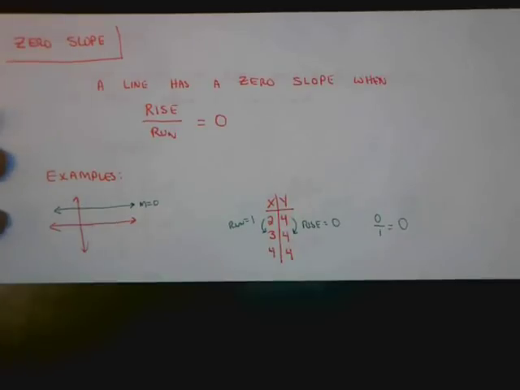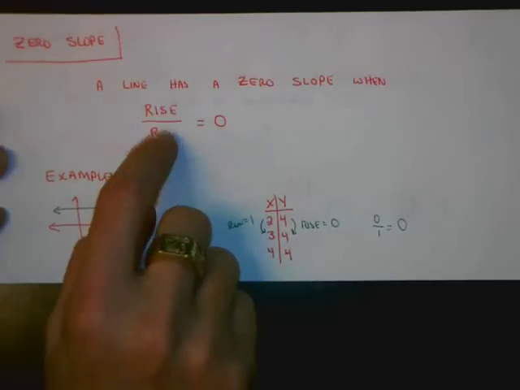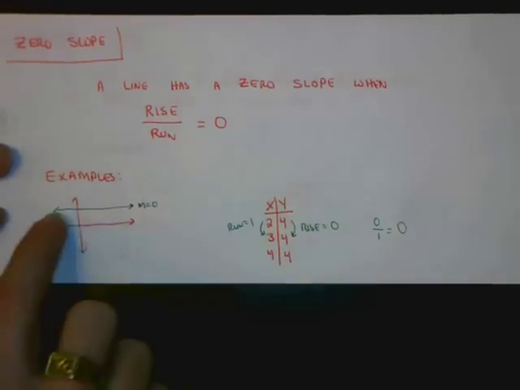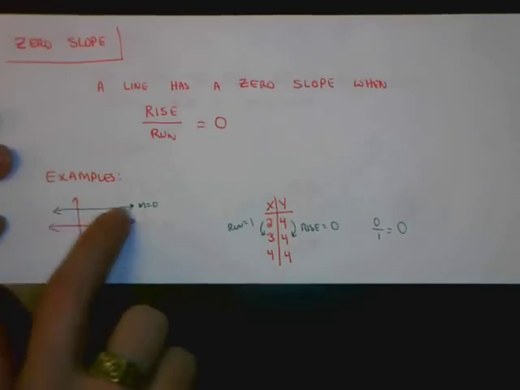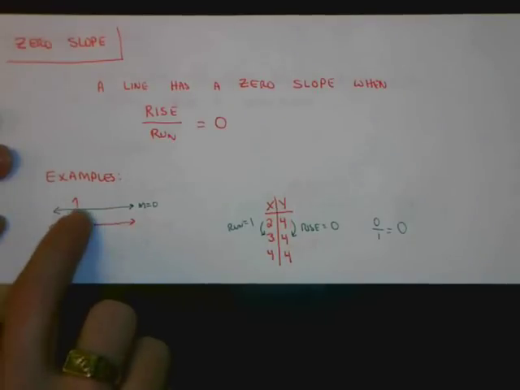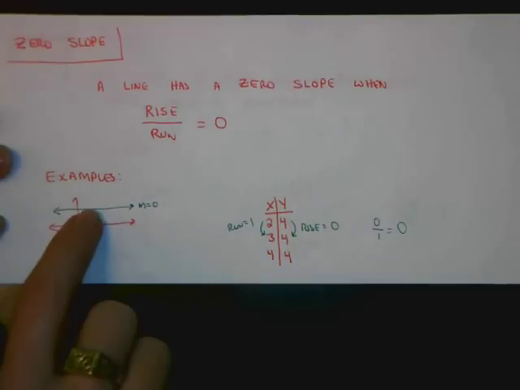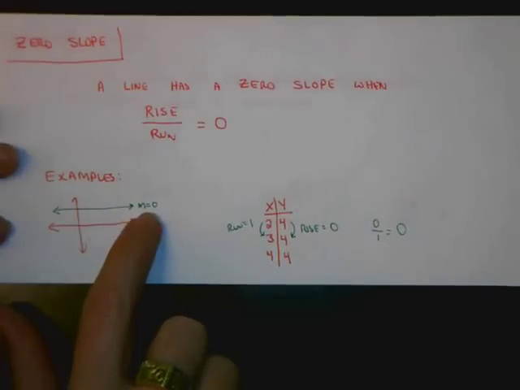Zero slope. A line has zero slope when we calculate the slope using rise over run, and the answer we get is 0. So an example of a line with zero slope is this line here. As I move from one point to the next, the rise, how much I go up or down, is 0. The run is whatever it is, but 0 divided by anything is still 0.